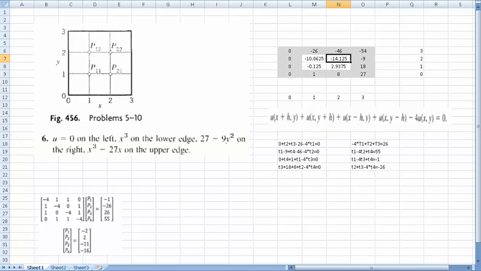This new value is equal to minus 46 minus 10.0625, that's the neighbor to the left, plus 2.9375 plus 2.9375 minus 9, all divided by 4 is that term. Okay, then I can do this one and this one. I think I'm going to stop the video so I can get it posted, give you a chance to see it.